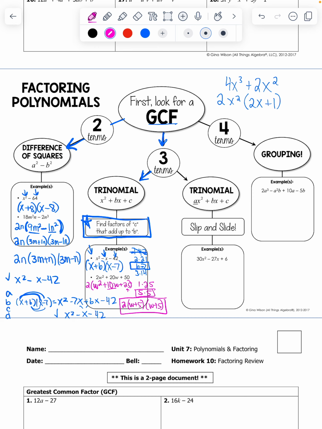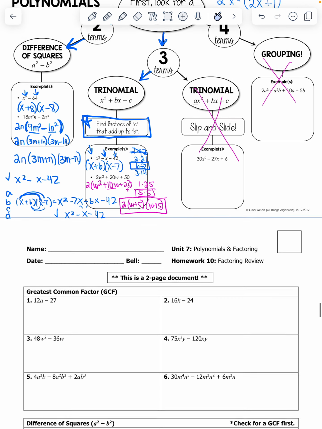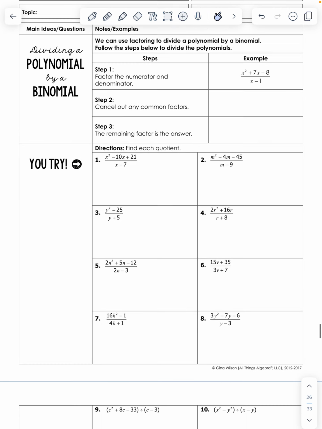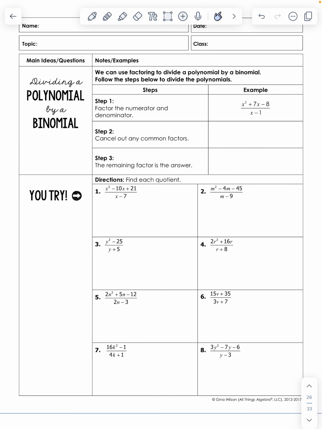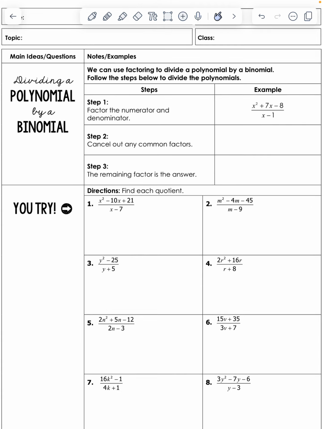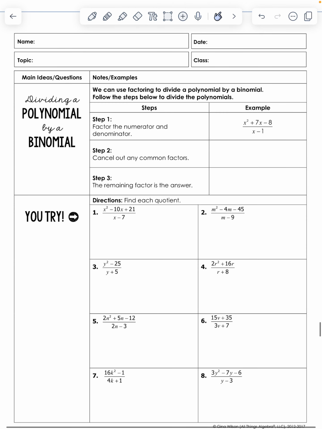In Algebra 1, we don't learn, or you won't have to do on the Keystone, these other processes. So we don't have to worry about this, but we will learn that in Algebra 2. Okay, we're going to skip a little bit. That was just a factoring refresher. And now we're going to move on to dividing a polynomial by a binomial. So this is the last section with the factoring that we need to learn.